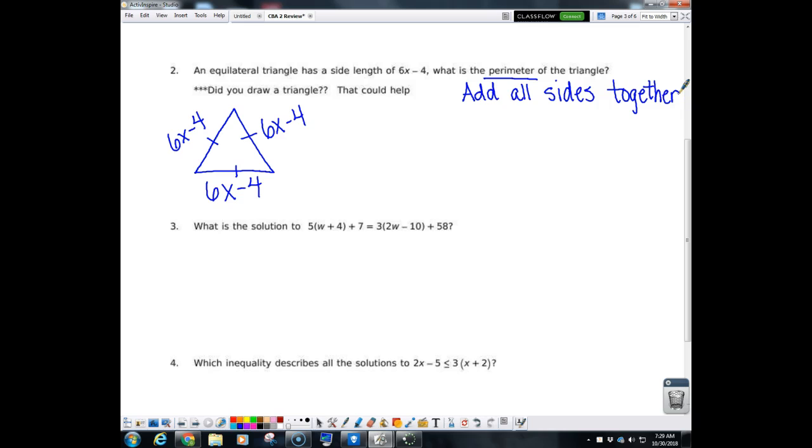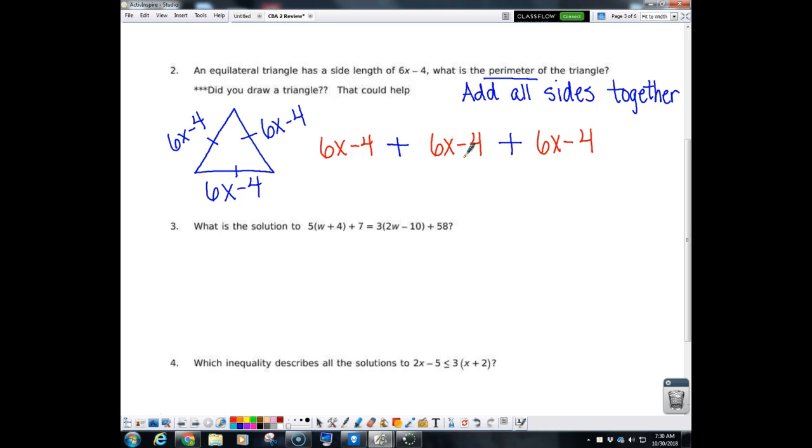So that means we would do 6x minus 4, 6x minus 4, 6x minus 4, and add them together. If you want to do it by hand, what is it called? Combining like terms. You have your x terms and then your constant terms, and you would combine those. That's one way to do it.